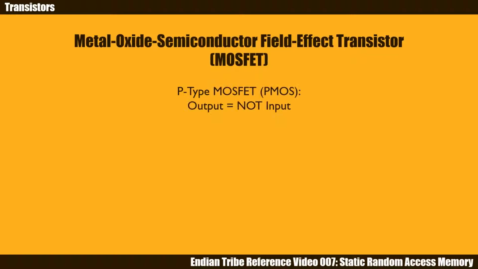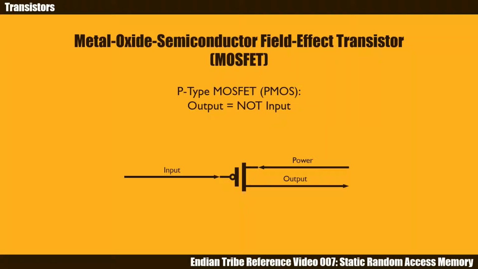P-type MOSFET, or PMOS, is also like a switch controlled by the input voltage. However, unlike NMOS, PMOS does the exact opposite. Here we have a PMOS. On the left is the input. From above, we have the power source. Output flows out from the bottom. If the PMOS is powered and we apply a low voltage at the input, the transistor closes and enables electricity to flow from source to output. If we apply a high voltage at the input, the transistor opens and cuts the electricity flow.